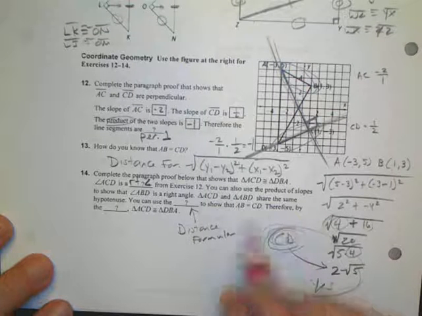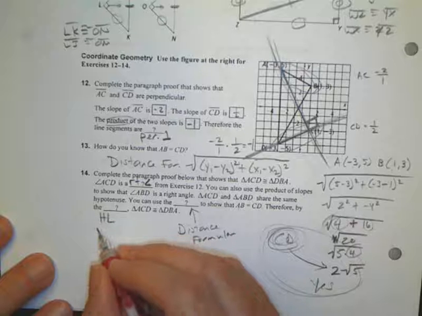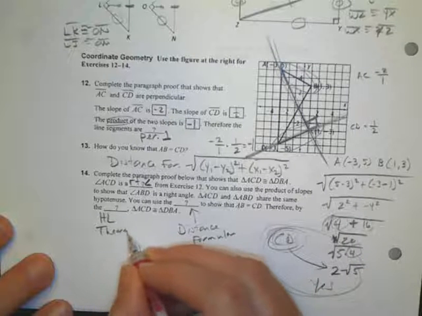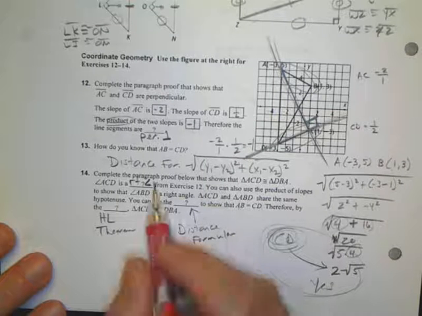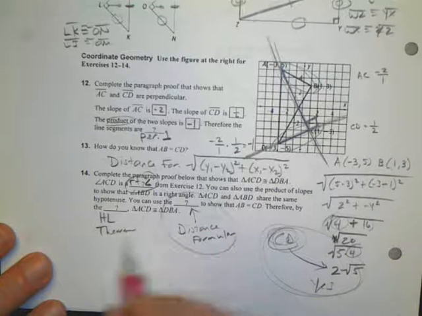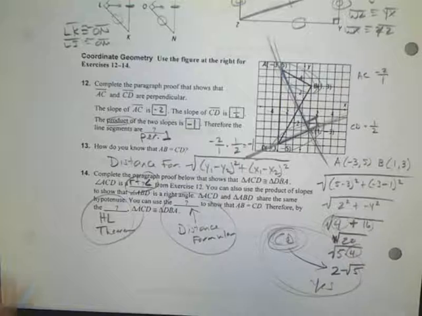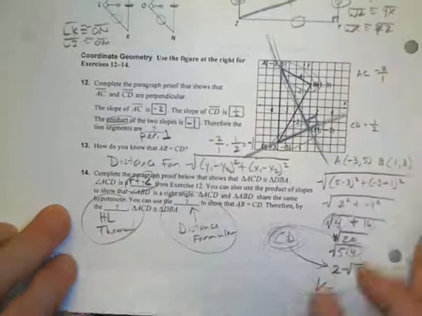Therefore, by the hypotenuse leg theorem, ACD is congruent to DBA. So right angle, distance formula, hypotenuse theorem. And you are done. And that concludes lesson 6.